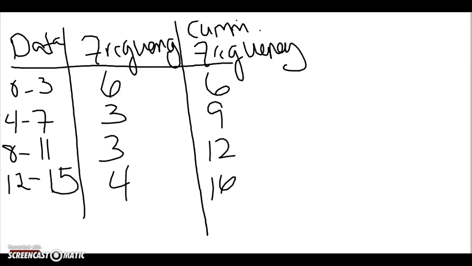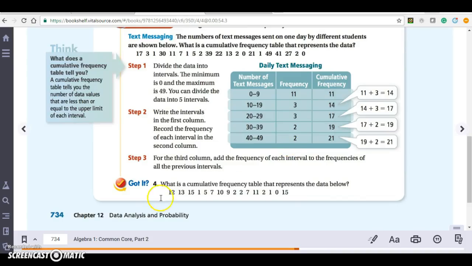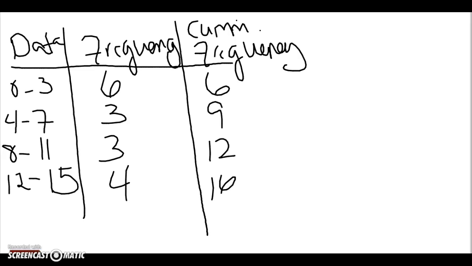And that's my cumulative frequency table. So let's see if we have 16 data points. 1, 2, 3, 4, 5, 6, 7, 8, 9, 10, 11, 12, 13, 14, 15, 16. So this is correct. And I hope this helps.